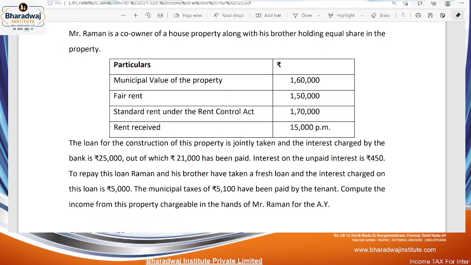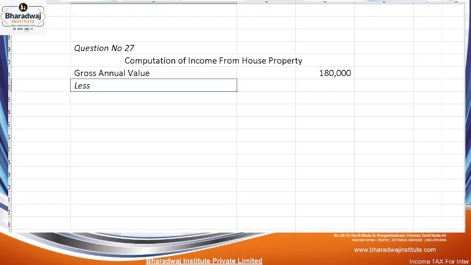Yeah, let us work out. The municipal taxes are paid by the tenant, so you cannot claim the deduction. First, let us apply the steps. 1,60,000 or 1,50,000, whichever is higher, 1,60,000. That with 1,70,000, whichever is lower, 1,60,000. That with actual rent, whichever is higher. I hope the actual rent amount would be higher. 15,000 into 12, 1,80,000. So gross annual value will be 1,80,000.